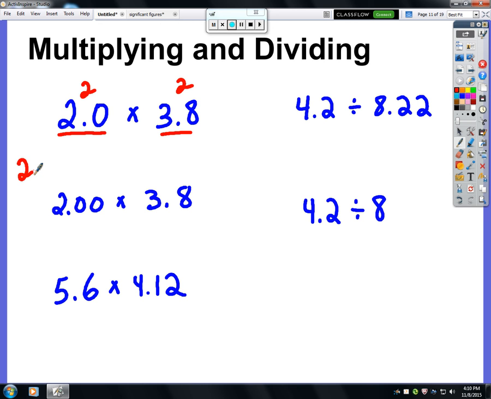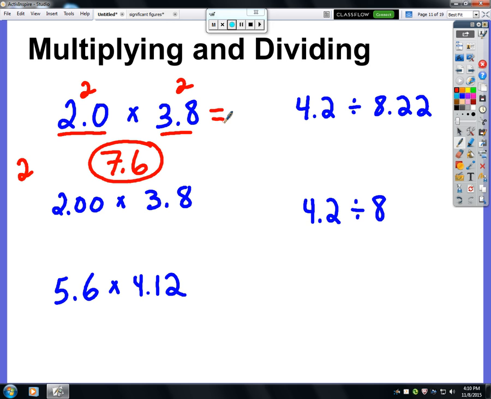Okay, so if you multiply 2.0 times 3.8, you're going to get 7.6. Now, how many significant figures are in the number 7.6? If you said 2, you're correct, and therefore that is your answer when you multiply these two numbers.